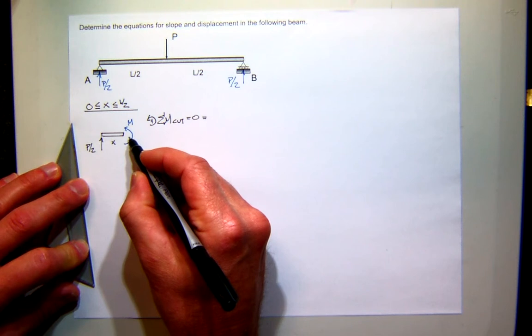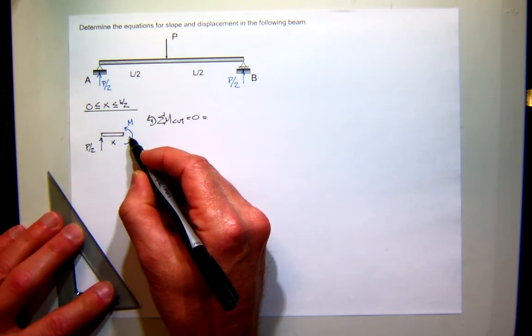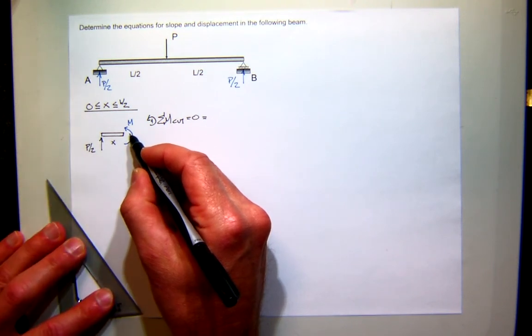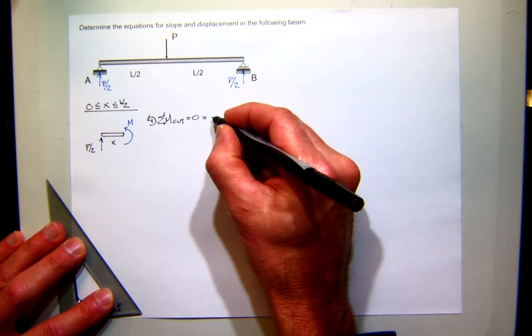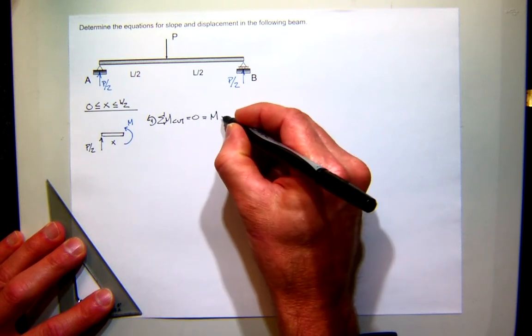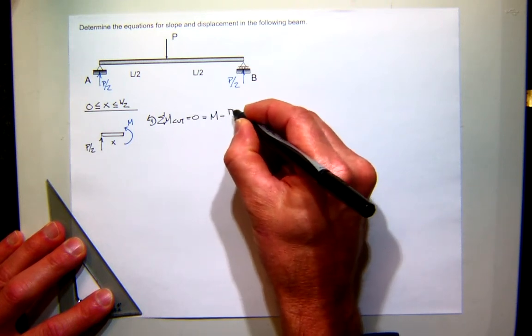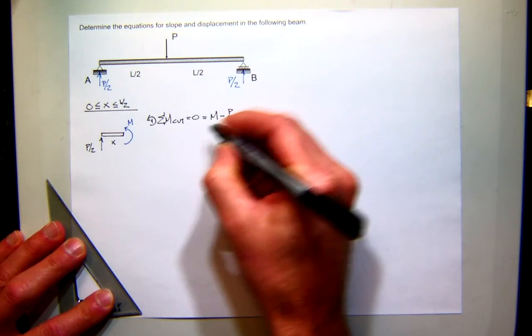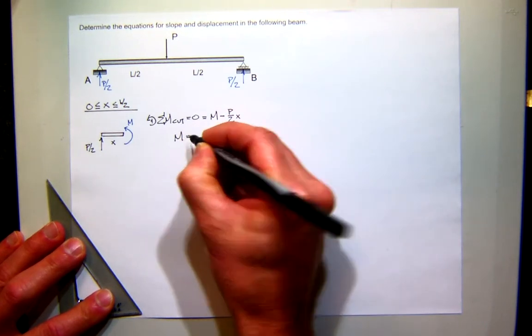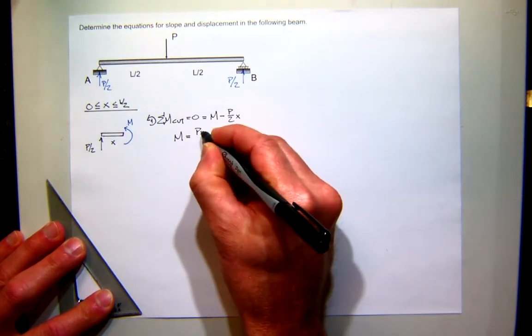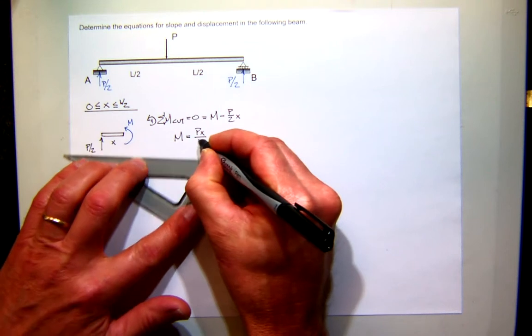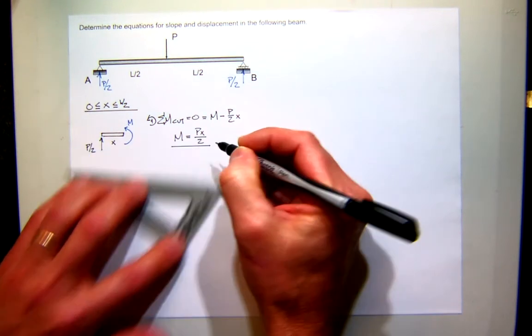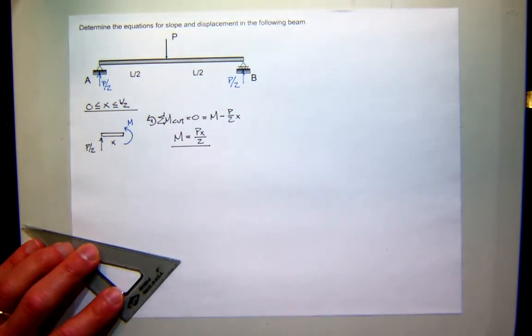So what's the sign of this internal moment here? Is that positive or negative? Positive. And then the moment caused by P over 2 is negative, so it'll be P over 2 times x. So you can easily see the moment's pretty simple. It's just Px over 2. Not so bad, right?